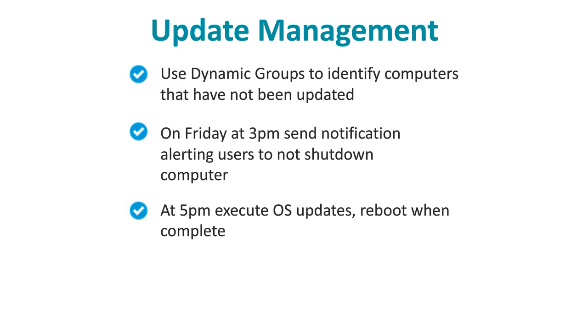Some companies are going ahead and utilizing dynamic groups to automatically identify computers that have not been updated. Their OS hasn't been updated in 7 days, 10 days, a month, whatever you determine. Then on Friday at 3 p.m., pop up a notification on users' screens letting them know, please do not shut down your computer because we're going to run updates. Then at 5 p.m., automatically execute those OS updates, then reboot the computer when it's completed.